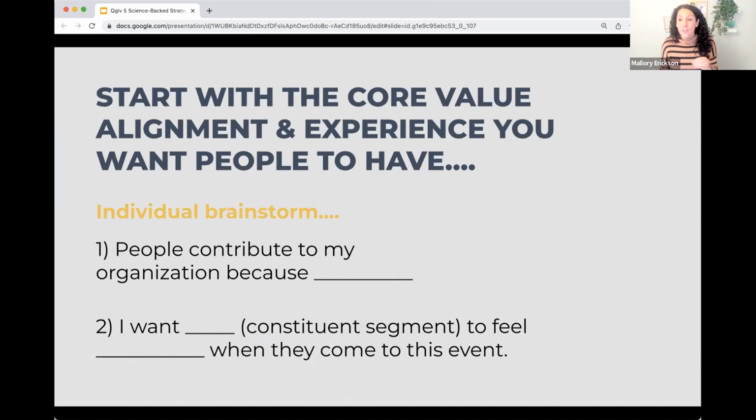Okay, for those of you, I'm going to push you a little bit here. For those of you who are answering question number 1, saying that they believe in the mission or they believe the cause matters, I want you to get more specific. I want you to think about why do they contribute to your specific organization? Your mission is probably similar to other organizations. The cause area that you work in is probably similar to other organizations, but they contribute to you.